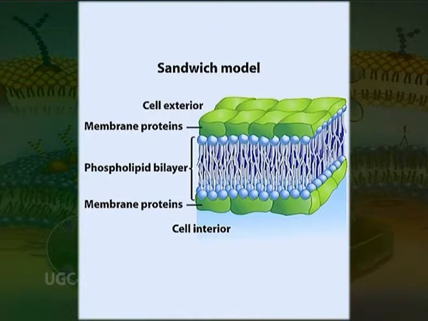Later versions of the model included active patches and protein-lined pores. This was the basic model for membrane structure, accepted by biologists for many years. It was, however, inadequate in explaining many of the findings of later research.